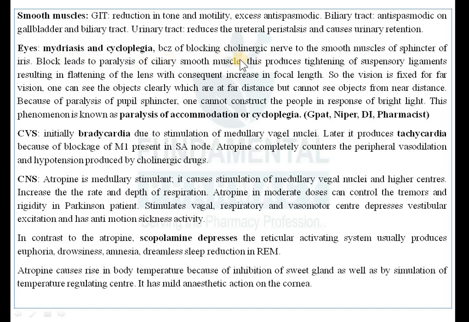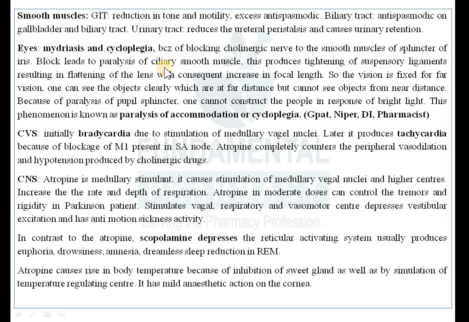Because it will block the cholinergic nerve to the smooth muscle, the sphincter of iris muscle will not be contracted. That will remain in the relaxed form due to blockage of the muscarinic receptor. So that's why it will cause mydriasis.